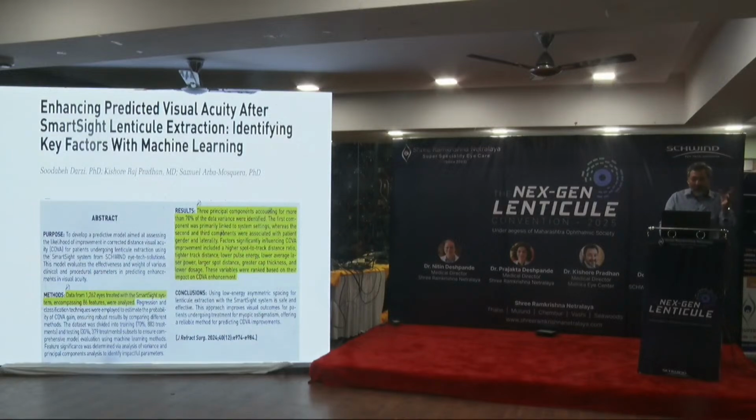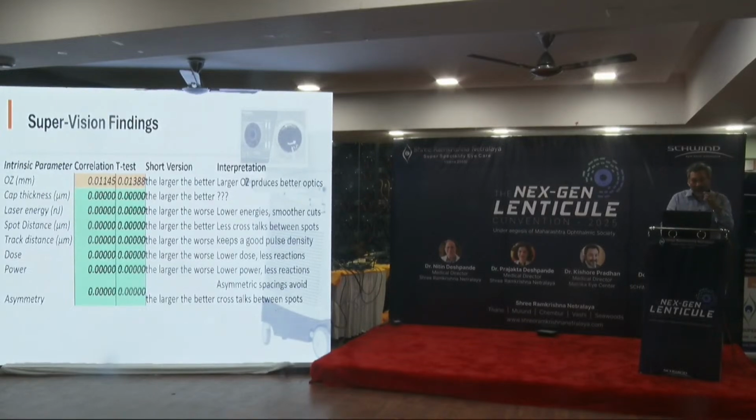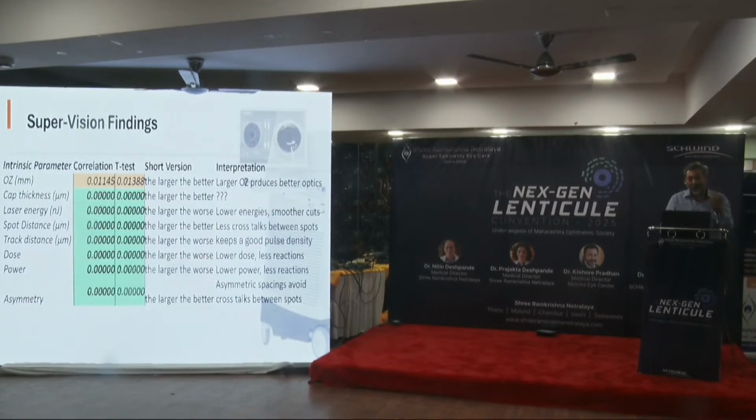We have intrinsic and extrinsic factors. The intrinsic factors are the laser parameters. The optical zone, the larger the better. The cap thickness doesn't affect the vision. Laser energy, the larger the energy, the worse. Now you understand that, right? The spot distance, larger the better. Track distance, smaller the better. Dose, larger the worse. Power, larger the worse. Power is something else again coming up. Asymmetry, larger the better. Less cross-talking means they don't jumble up and attach on top of each other.